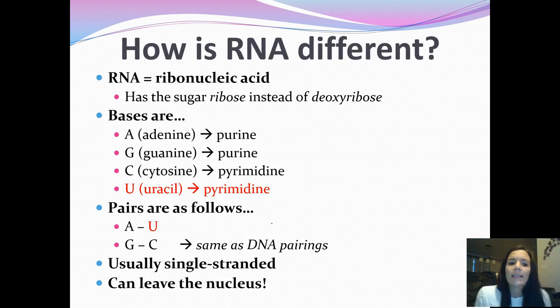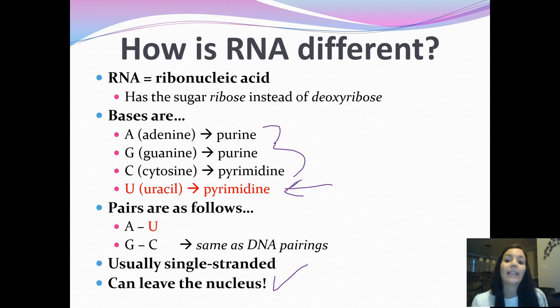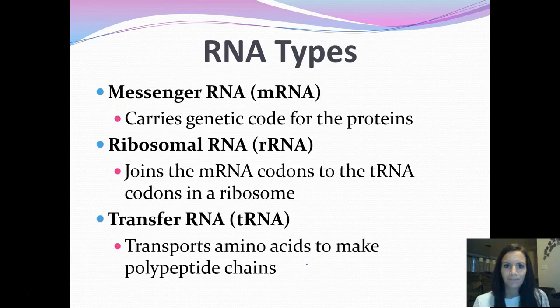So let's take a look at why it's different. First of all, the name, right? RNA is ribonucleic acid, so RNA has the sugar ribose instead of deoxyribose. Like we talked about, it has 3 of the same bases, so A, G, and C, but this time we have uracil, which is a pyrimidine, and they still pair as follows. So instead of pairing with T, A is now going to pair with U, and then G pairs with C, which is the same as DNA. Like I said, usually single-stranded, and a bonus perk is that RNA can leave the nucleus, DNA cannot.